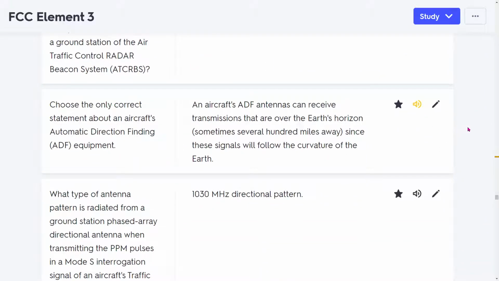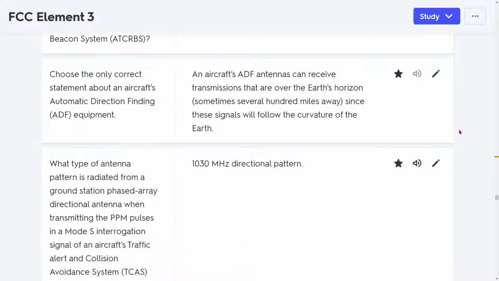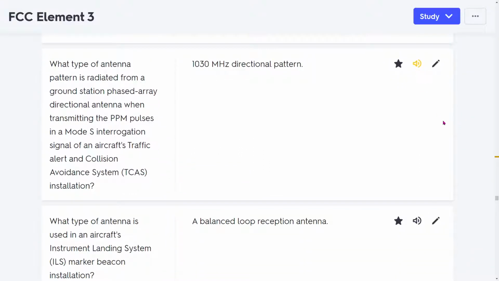Choose the only correct statement about an aircraft's automatic direction finding equipment. An aircraft's ADF antennas can receive transmissions that are over the Earth's horizon, since these signals will follow the curvature of the Earth. What type of antenna pattern is radiated from a ground station phased array directional antenna when transmitting the PPM pulses in a Mode S interrogation signal of an aircraft's traffic alert and collision avoidance system installation? 1030 MHz directional pattern.